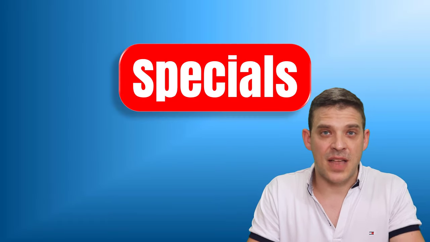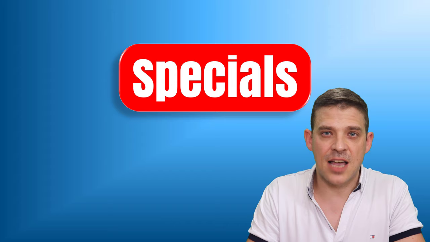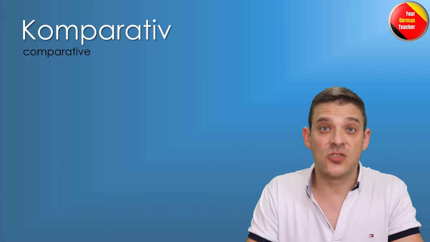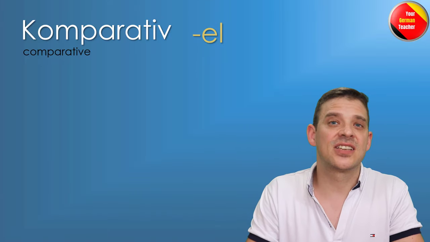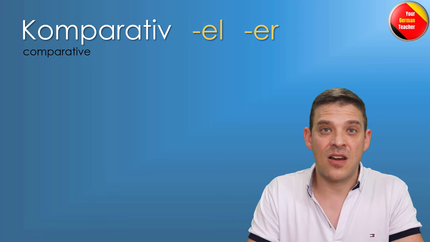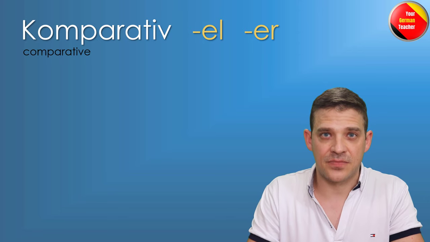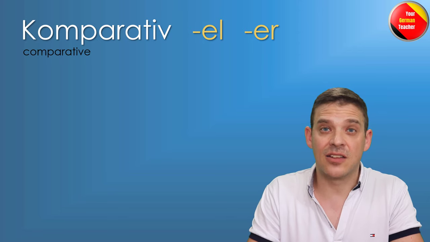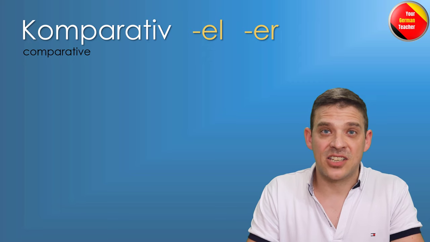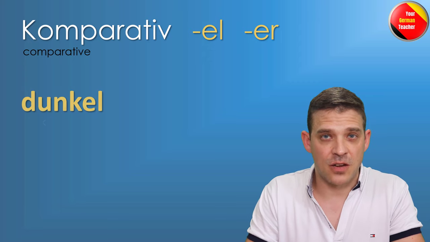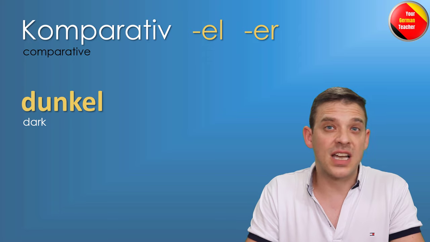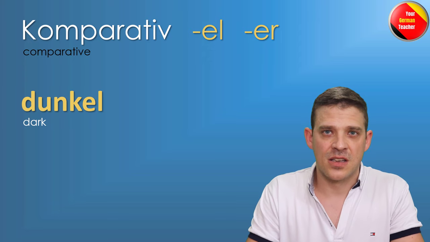There are actually two specials I'm going to give you about the comparative that you need to know. First one is adjectives ending with EL oder ER. Adjectives ending with EL or ER, these adjectives are a little bit special. We start with number one, dunkel. Dunkel is dark. So you see, it ends with EL.